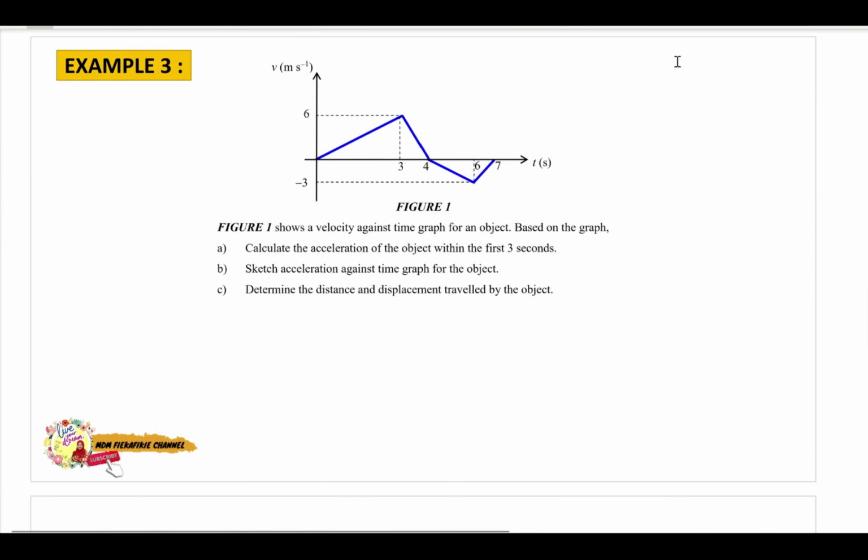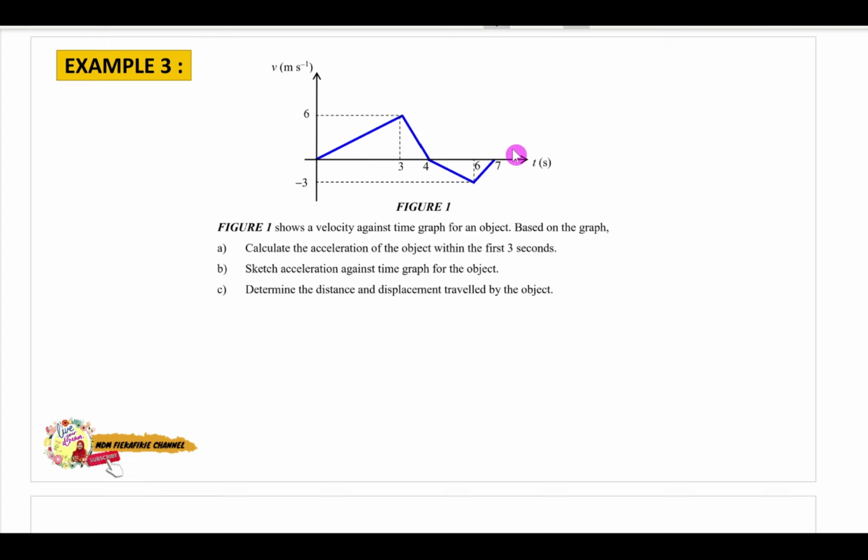Alright, so example number 3. So, let's read the question. So, here we have figure 1 shows a velocity against time graph, VT graph for an object. So, based on the graph, so A, calculate the acceleration of the object within the first 3 seconds. Means that from 0 second here to 3 second. Okay, so always remember the gradient of VT graph akan bagi you nilai acceleration.